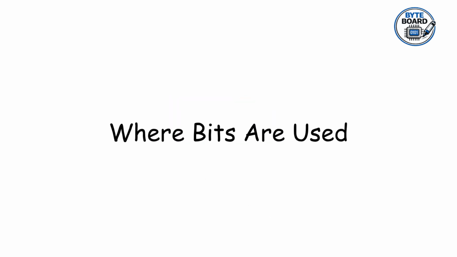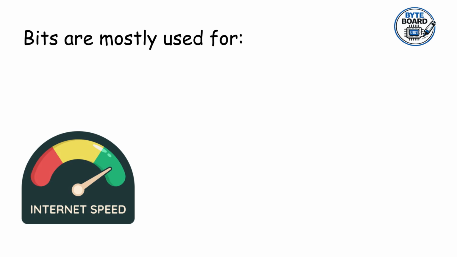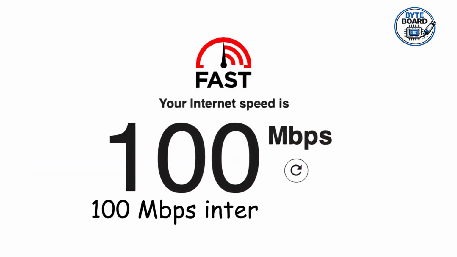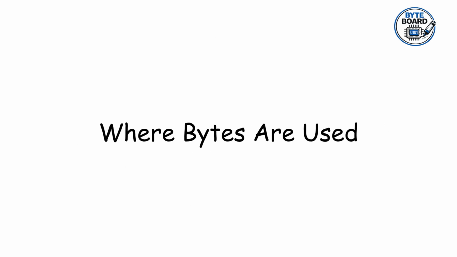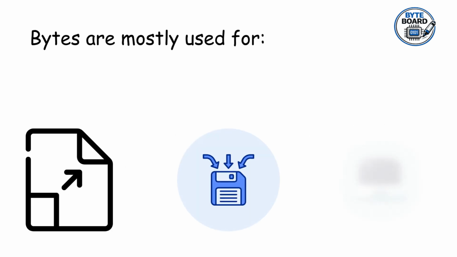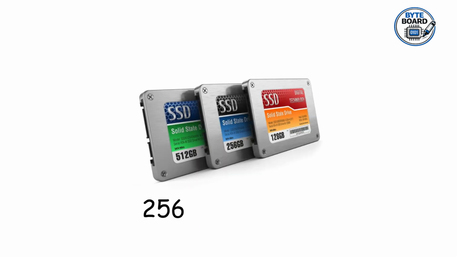Bits are mostly used for internet speed, network speed, and data transfer rates, for example, 100 megabits per second internet speed. Bytes are mostly used for file sizes, storage capacity, RAM and SSD sizes, for example, 256 gigabyte storage.